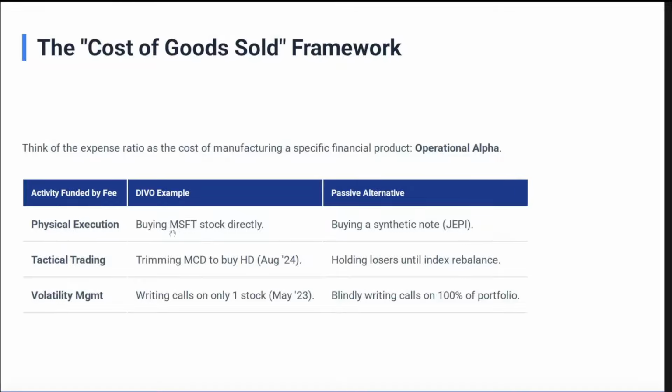DIVO, for example, buys Microsoft directly, whereas passive is just buying a synthetic note. JEPI, tactical trading, right? Trimming McDonald's to buy HD, Home Depot. And then passive is holding losers until the index rebalances. Volatility management: writing calls on only one stock, versus blindly writing calls on 100% of the portfolio.